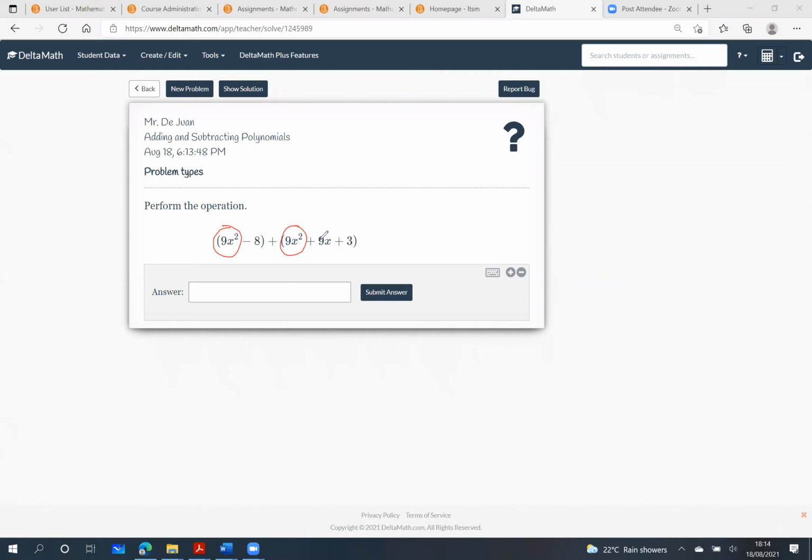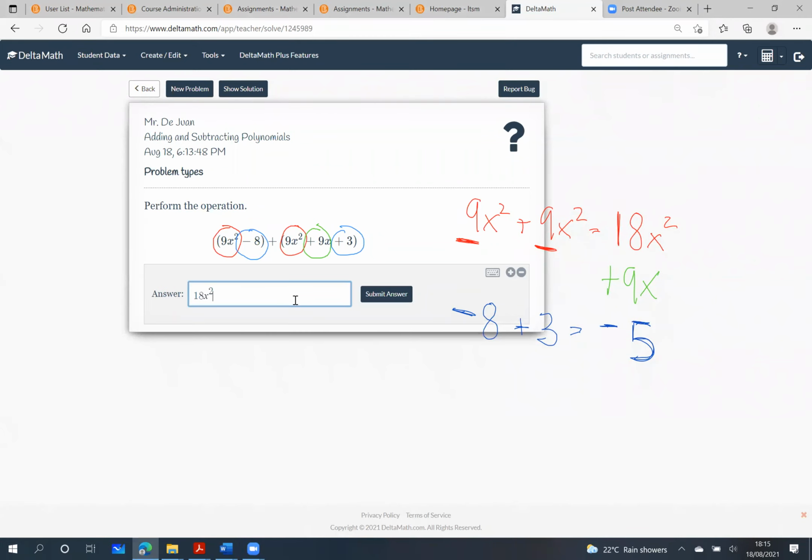We have 9x squared. I'm going to put red. Now, looks like there's only one x variable here. Let's go with blue because there's a negative 8 and a plus 3. So let's combine these: 9x squared plus 9x squared. Remember, only the coefficients. 18x squared. The green is all on its own, so that's plus 9x. Now the blue: negative 8 plus 3 is negative 5, everyone. You're going to need to be good with negative and positive additions. So let's write that down: 18x squared plus 9x minus 5, just like we saw it.